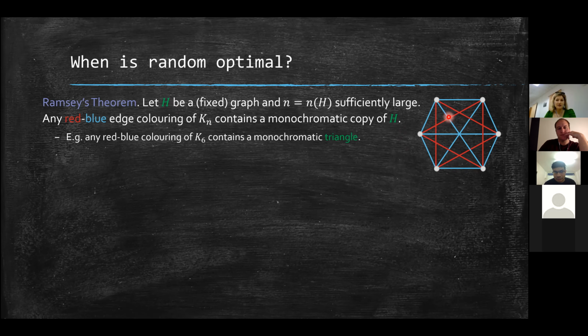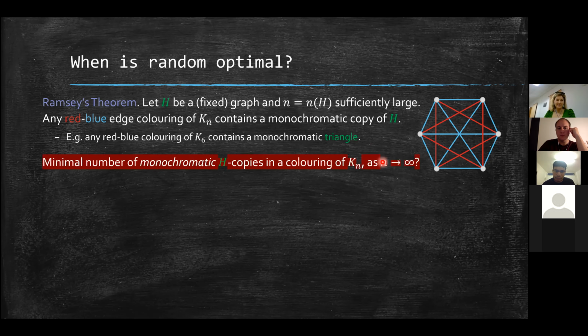But now it's natural to ask, can we do this with fewer triangles? Can we achieve maybe just one monochromatic triangle? And perhaps more generally and more interestingly, as you let n tend to infinity, what is the minimal number of monochromatic triangles? Or what is the minimum number of monochromatic copies of a specific graph H? Let me be boring and repeat this once again. It's important that the size of H here is fixed and n tends to infinity. In this regime, by Ramsey's theorem, you are guaranteed a positive proportion of monochromatic H copies.